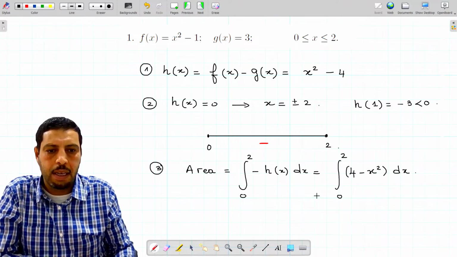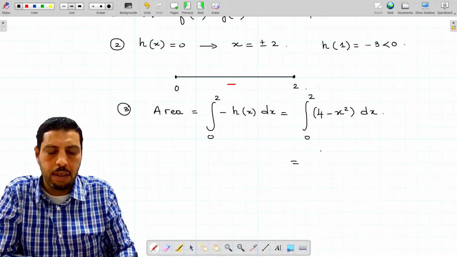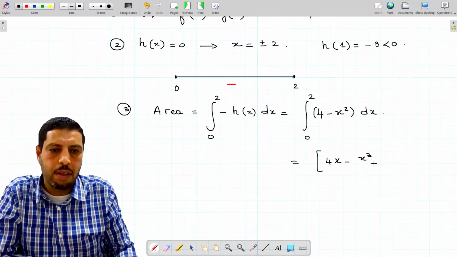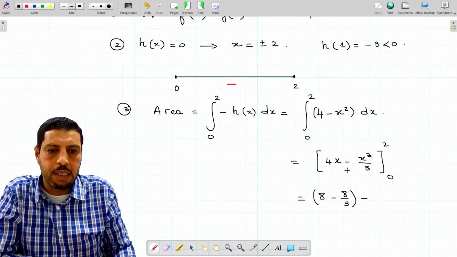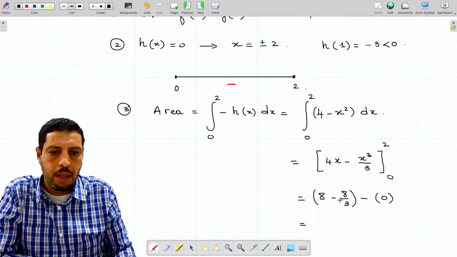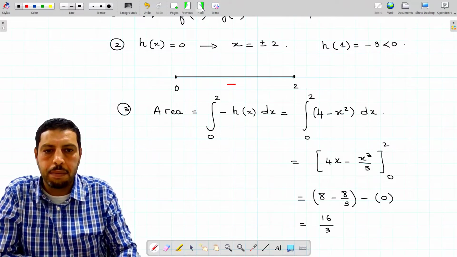dx. Now, it's easy. You have to compute this, which is equal to 4x minus x cubed over 3, taken between 0 and 2. So if you evaluate this quantity at 2, you will find 8 minus 8 over 3. And the value of this quantity at 0 is 0. So the final result will be 16 over 3. Next one.